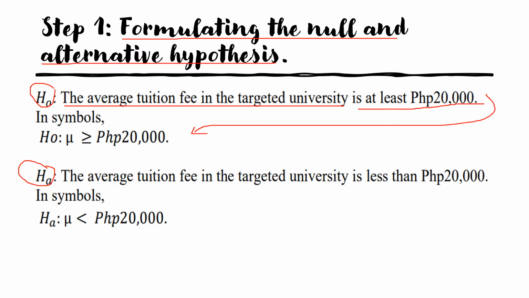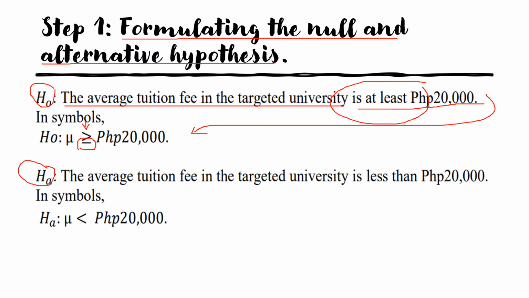From our previous video lesson, we always said that your null hypothesis will show an equality between your population mean and your parameter. That's why there is an equal sign here. But with respect to this "at least 20,000 pesos," it means that there is a possibility that the minimum amount that we can meet on the average tuition fee is equal to 20,000 pesos, and it can be greater than 20,000 pesos. That's why we use this symbol, greater than or equal to 20,000 pesos.